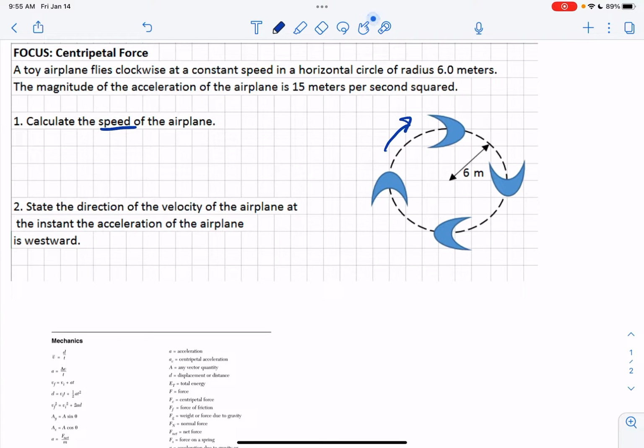So I think it's nice to diagram what we know. We know a radius. We know that there is an acceleration of 15 meters per second squared. Since it's in a circle, we know that is centripetal acceleration. Centri, remember from class, means center seeking. It's Latin for center seeking. So the centripetal force or centripetal acceleration points towards the center. It's flying at a constant speed in a horizontal circle, so we want to calculate the speed of the airplane.